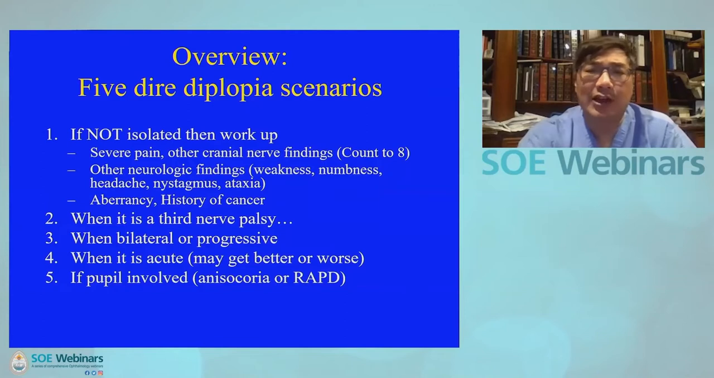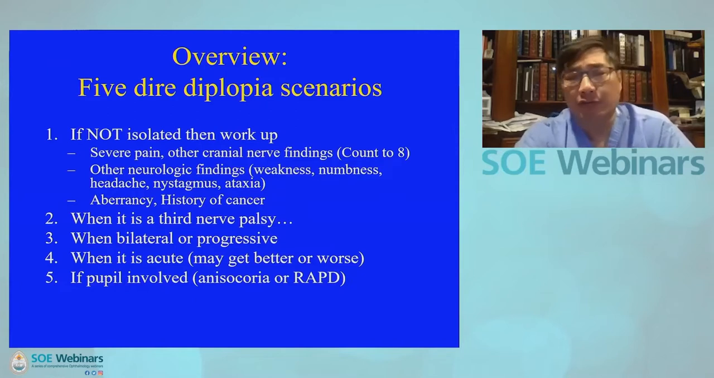If you have any other neurologic findings, weakness, numbness, headache, nystagmus, ataxia, if there's aberrancy during the regenerative phase, that's usually a compressive lesion, or if there's a history of cancer. When it's a third nerve palsy, you should be very worried about that. And if it's bilateral or progressive or acute and getting worse, then you have to worry about that. And if the pupil's involved, either a small pupil, that's the concomitant Horner syndrome, or a big pupil, that's third nerve palsy, or if there's a relative afferent pupillary defect.